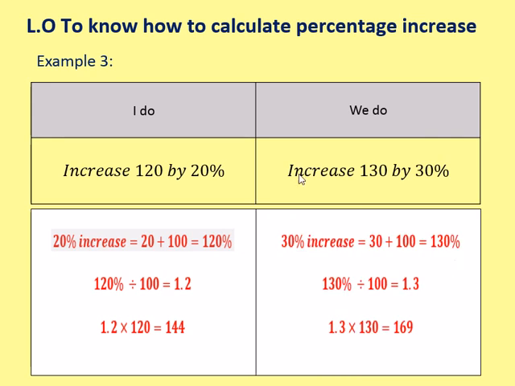And then for the redo, an increase in 130 by 30%. Because it's a 30% increase, we're finding 130%, the multiplier for which is 1.3. So 1.3 multiplied by 130, which equals 169.